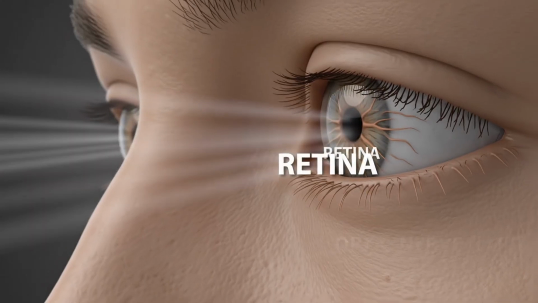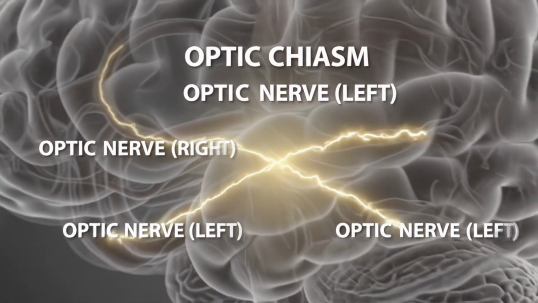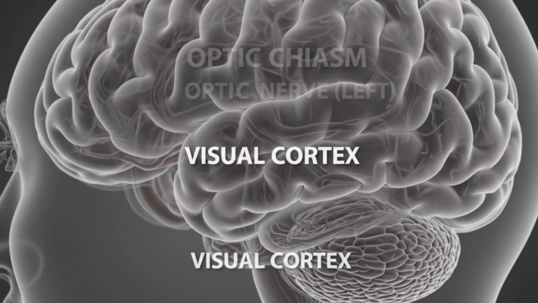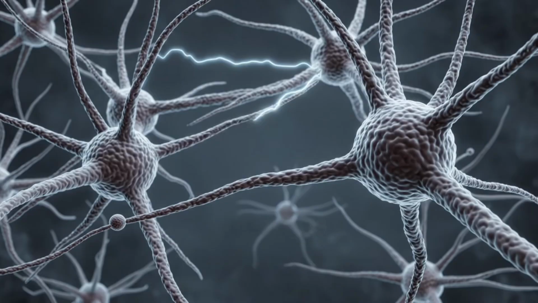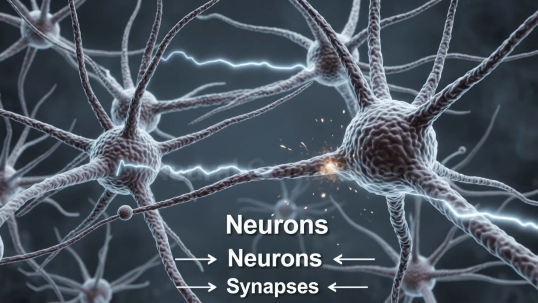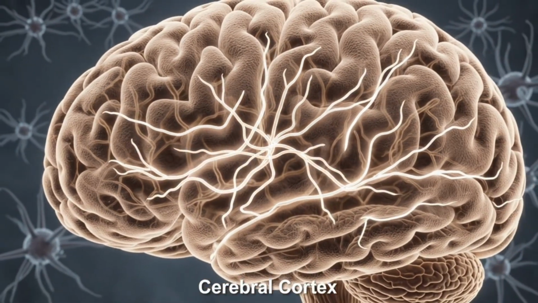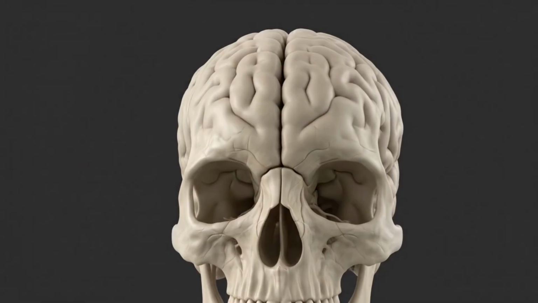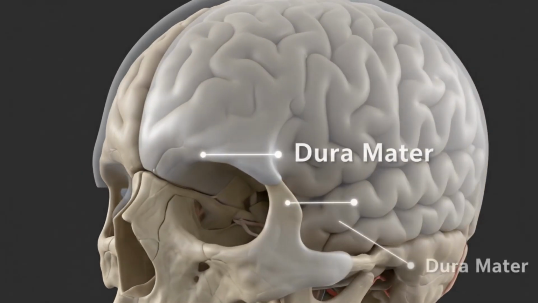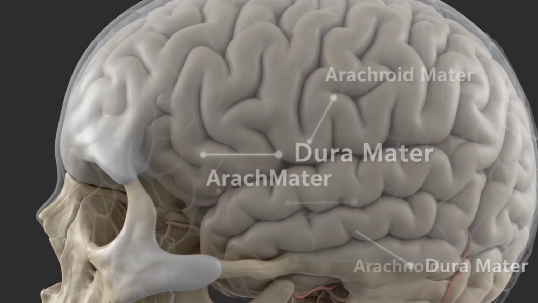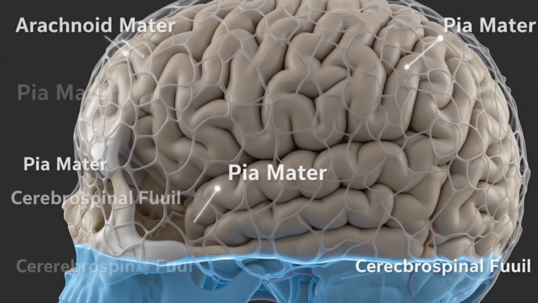Light enters the eye, striking the retina, which converts it into electrical signals. The signals travel along the optic nerves. At the microscopic level, we see neurons forming connections. Through repeated activity, these connections strengthen. The human brain is protected by several layers. The skull is the outer casing.